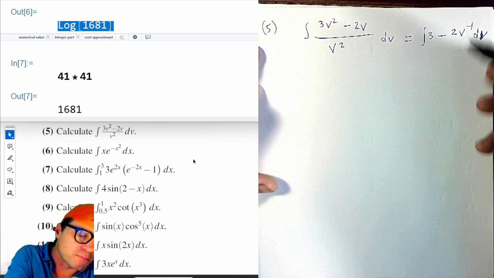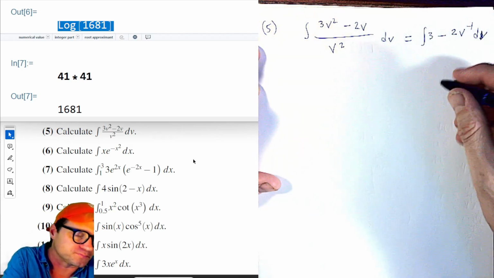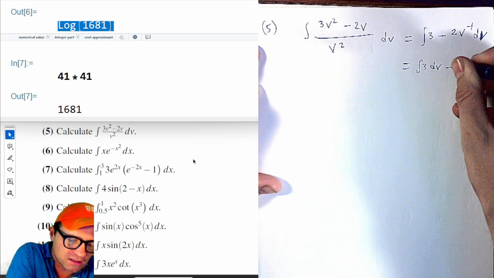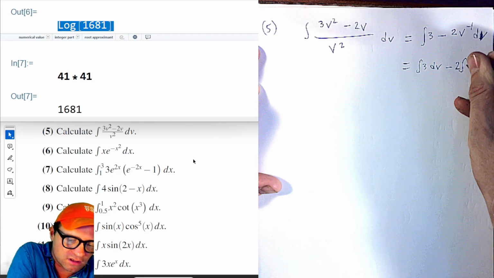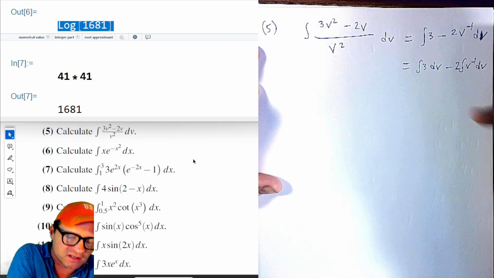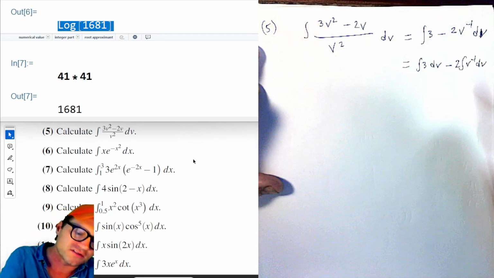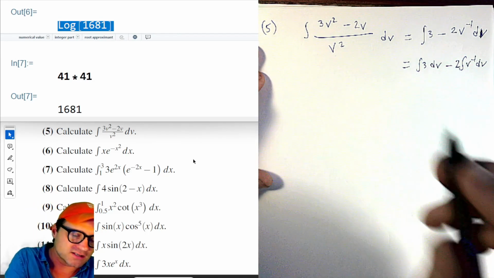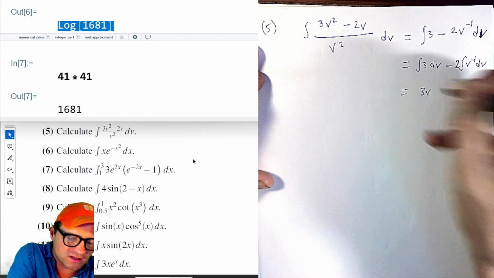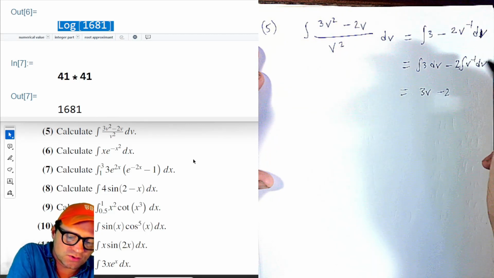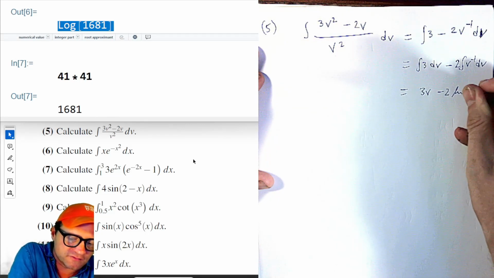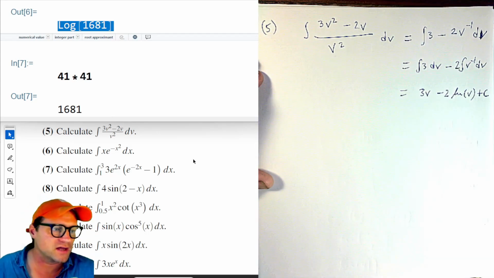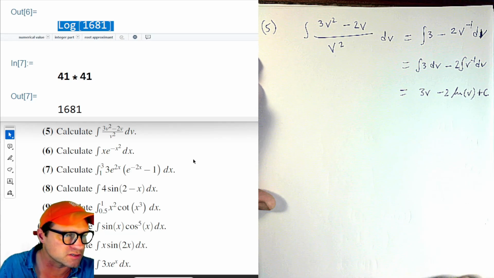Now we can break up this integral if we really want to. We can write it as the integral of 3 with respect to v minus twice the integral of v to the minus 1 with respect to v, if we want to, or we can just look at this and decide what the integral is. All right, so what we have then is 3v and then minus 2 natural log of v, and we need a plus c. Okay, fantastic. Let's move on to question 6.